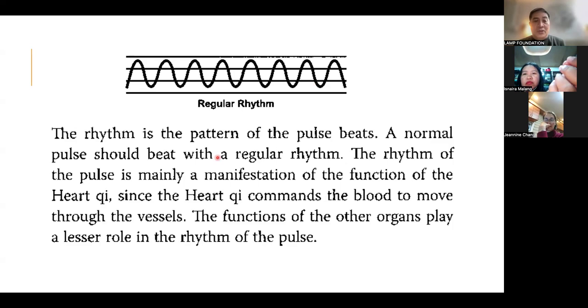So the rhythm of the pulse is mainly a manifestation of the heart chi, since the heart chi commands the blood to move through the vessels. The function of the other organs play a less role in the rhythm of the pulse. So I hope that was okay.